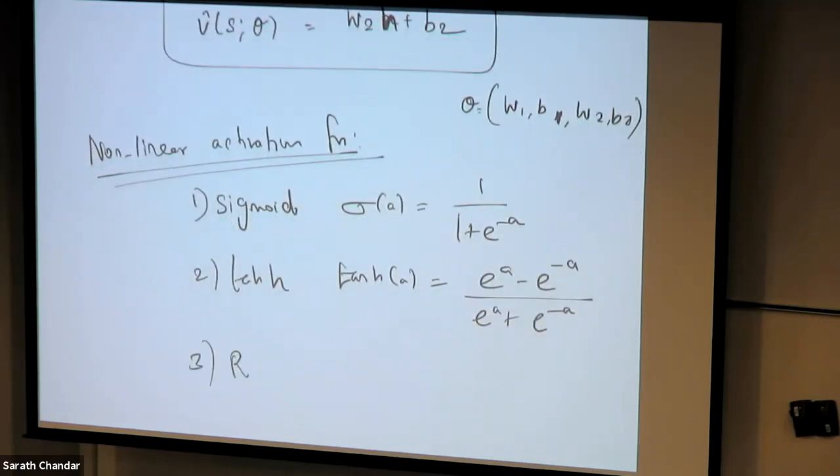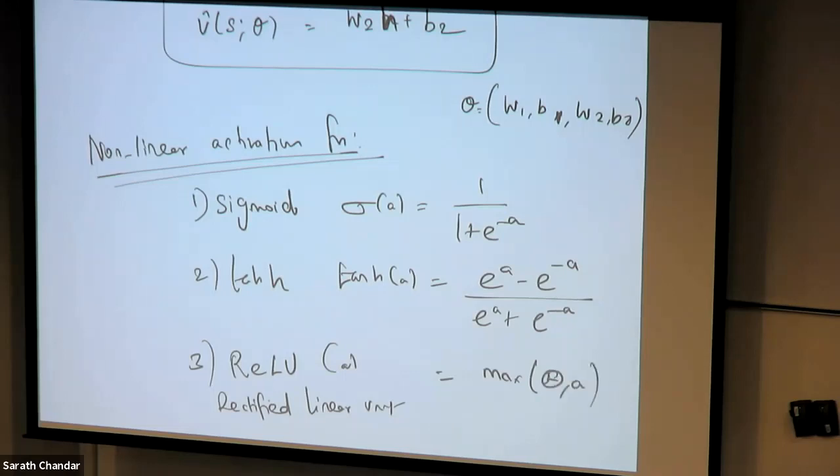Or you can use ReLU, which is rectified linear unit, which is basically max of 0 comma A. Okay, so roughly sigmoid will look something like this. Tanh will also look something like this, but with different range. ReLU is going to look something like this, where it is 0 for all the negative numbers and linear for the rest. Is that clear?